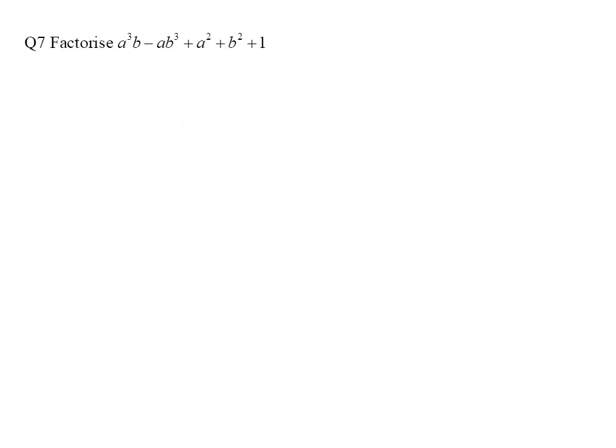Question 7 is to factorize a cubic expression of a cubed b minus a b cubed plus a squared plus b squared plus 1. I have to say this is a very challenging question. You may try it out yourself first and see how far you can go. However, I just explain it straight away here. The first step is to add and subtract a term of ab. They are shown in red color.